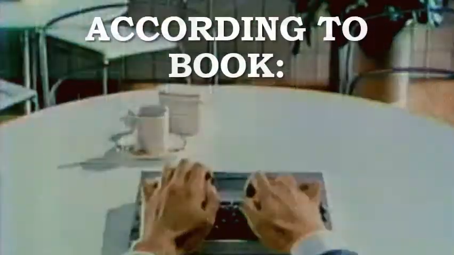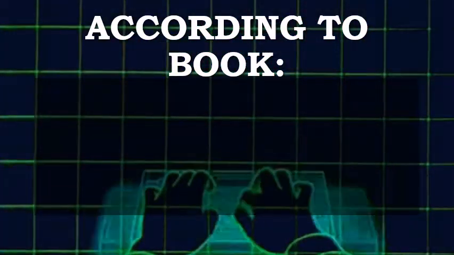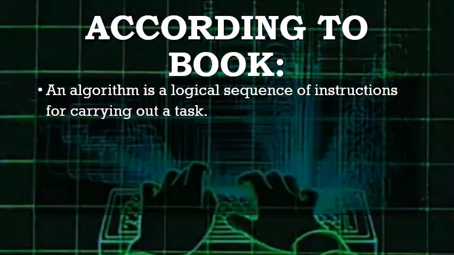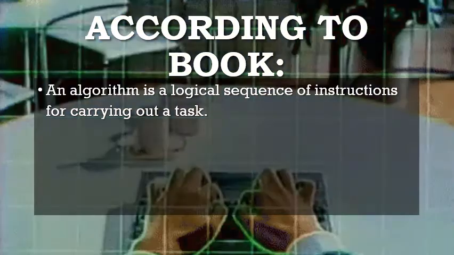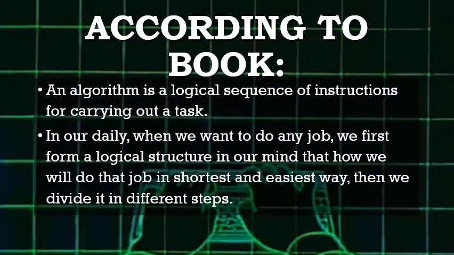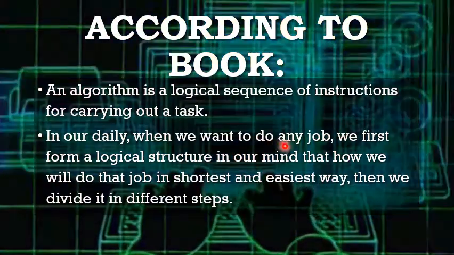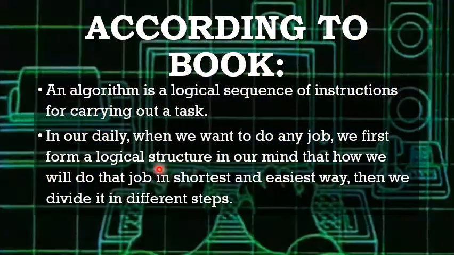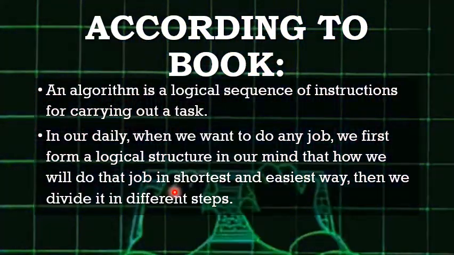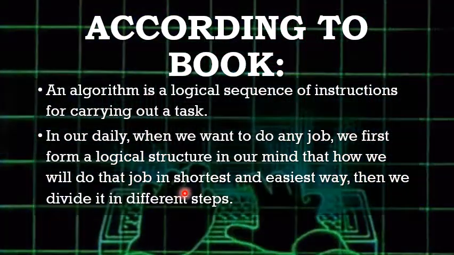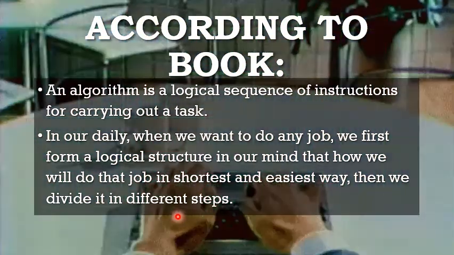Here comes the definition according to the book. According to our book of computer, an algorithm is a logical sequence of instructions for carrying out a task. In our daily life, when we want to do any job, we first form a logical structure in our mind of how we would do that work or job in the shortest and easiest way. Then we divide it into different steps.